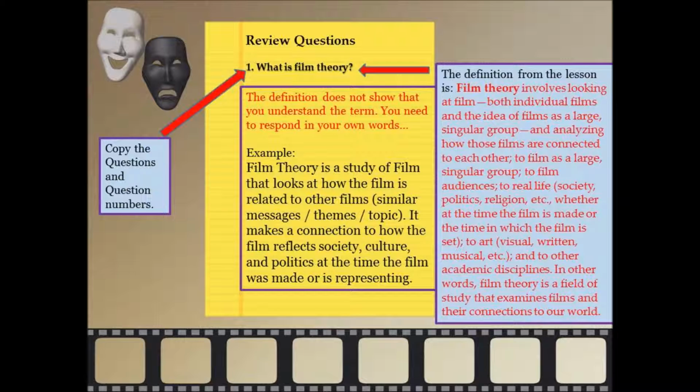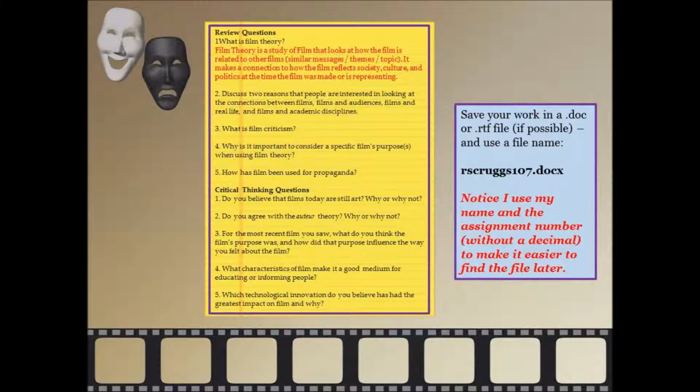Film theory is a study of film that looks at how film is related to other films, with similar messages, themes, topics. It makes a connection to how the film reflects society, culture, and politics at the time the film was made or is supposed to represent. That's my own words. That's going to be a correct answer, and that's how you're going to continue through the lesson. The review questions and critical thinkings are, do you agree with, how would you? And again, in your own words.